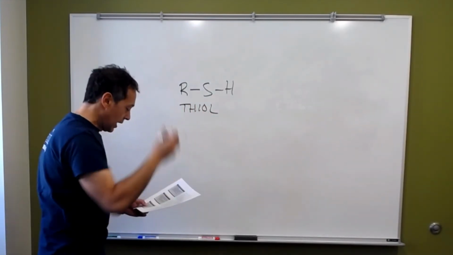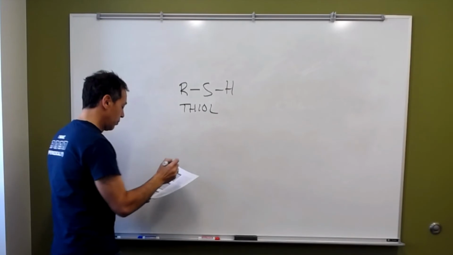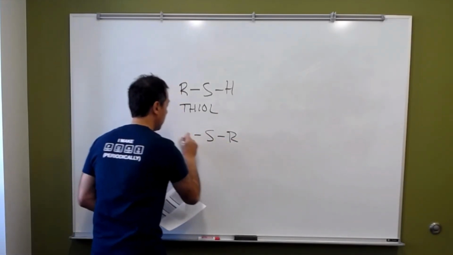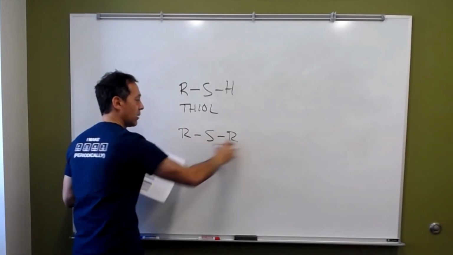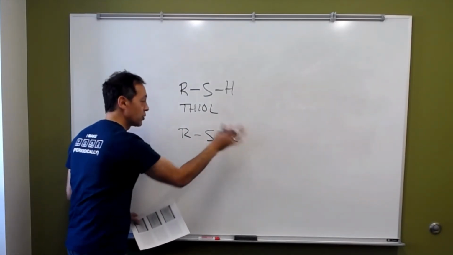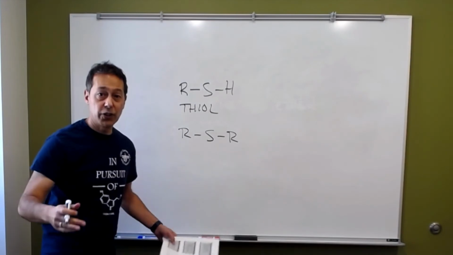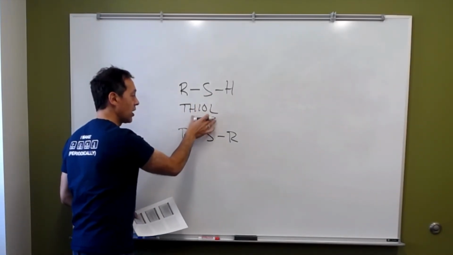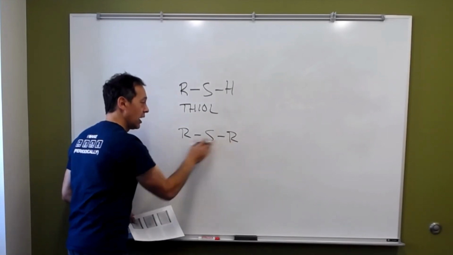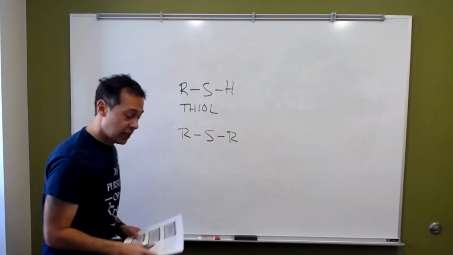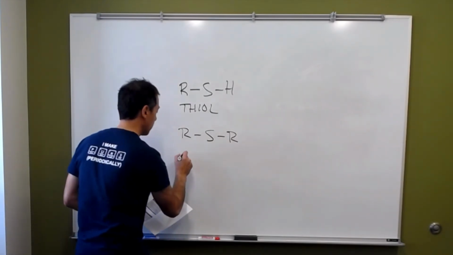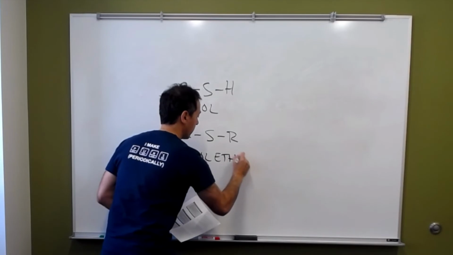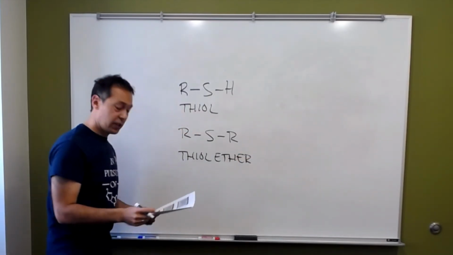Thiol. And a thiol ether would be where we have the sulfur atom in between and a couple of other carbon atoms going off on either side. And these R's just mean the rest of the molecule, other stuff attached. Okay, so if we see just the sulfur atom like this, it's a thiol. And if there's a sulfur and things attached on either side of it, then it becomes a thiol ether.